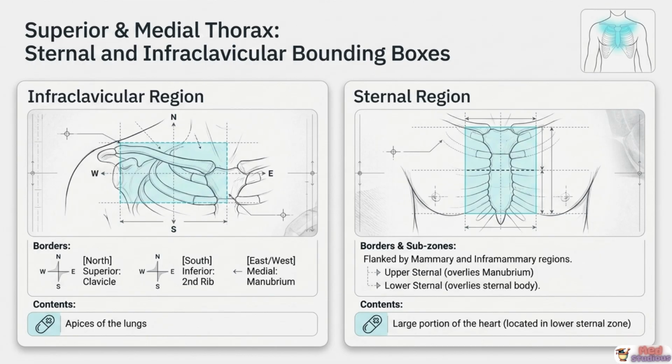It is subdivided into the upper sternal zone, overlying the manubrium, and the lower sternal zone, overlying the sternal body. The lower sternal zone is clinically crucial because it overlies a large portion of the heart, making it the site of cardiac auscultation and the compression point during CPR.